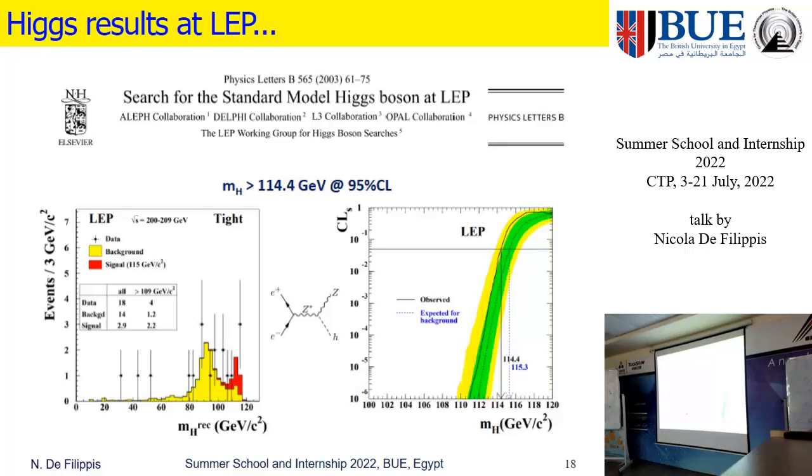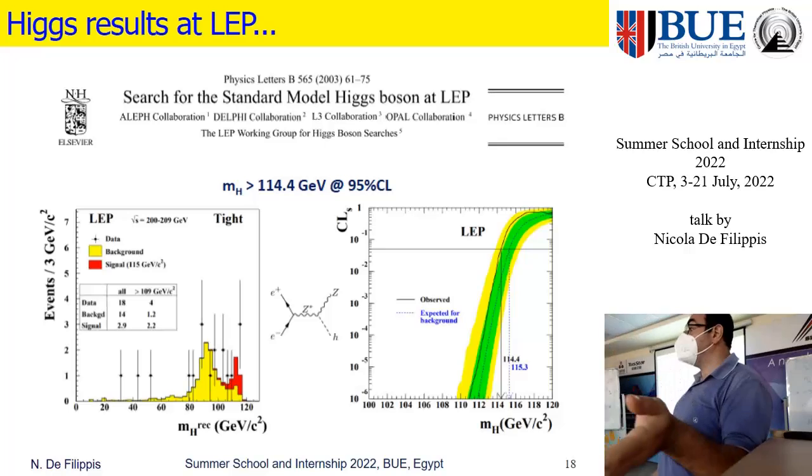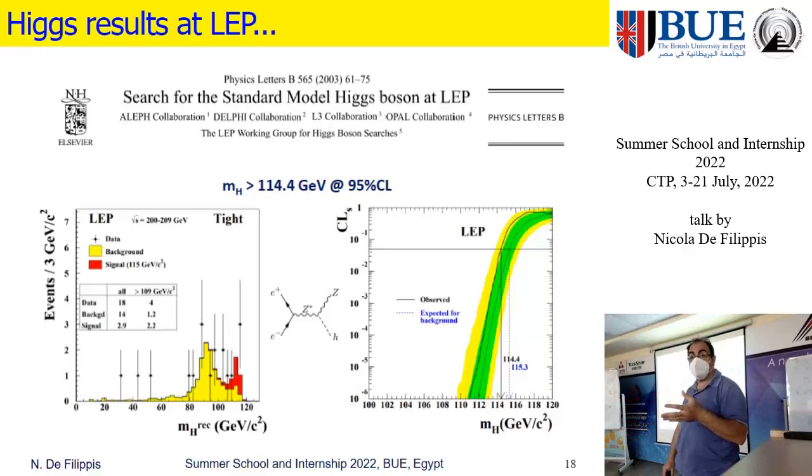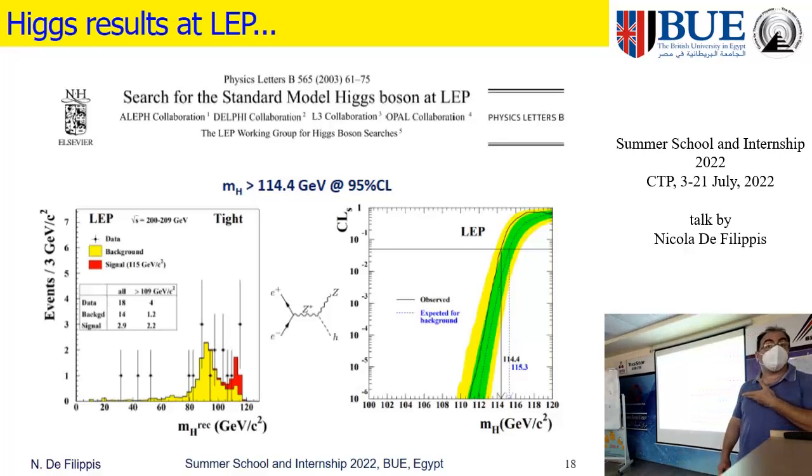But this signal was just observed by the Aleph experiment and not by the other experiments. And so really nobody believed it, because just 1 out of 4 experiments along the LEP collider observed this kind of signal. And you need at least a second experiment that confirms your observation. Otherwise you don't believe. It could be a statistical fluctuation.